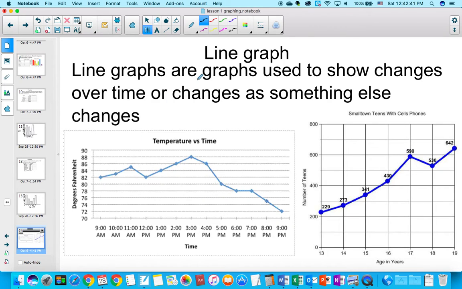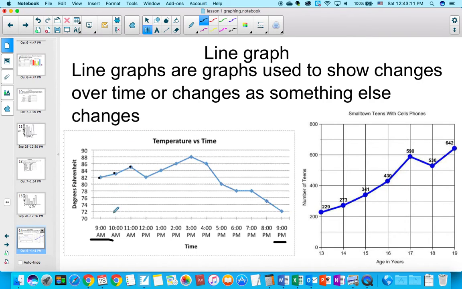So, line graphs is the second type of graph we could use. Line graphs are used to show changes over time or changes as something else changes. So here we have temperatures over time, right? So this would be in a day, right? At 9 a.m. all the way to 9 p.m. So we have 12 hours. Then we have degrees, unfortunately, in Fahrenheit, and we have plotted or put points in our data. And then we connect the dots.